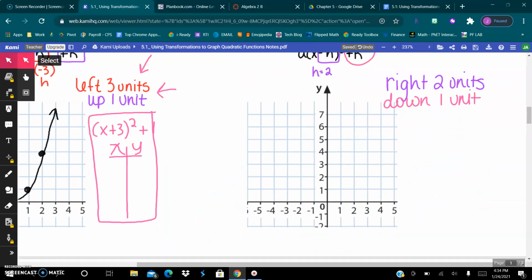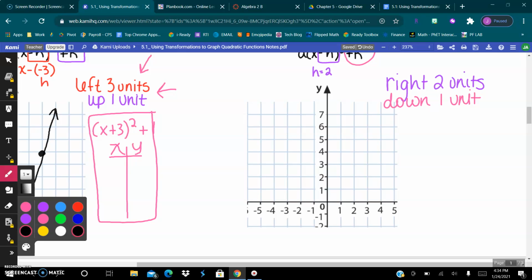And then we have to graph. We're going to graph our parent function. Our parent function is 0, 0, 1, 1, 2, 4. Same thing on the other side with the negatives. So that's our f of x.